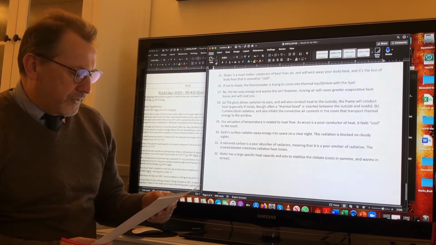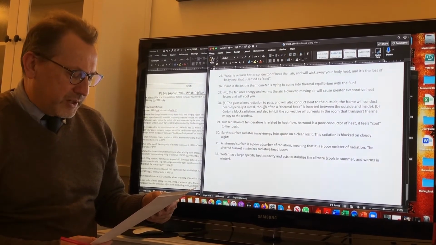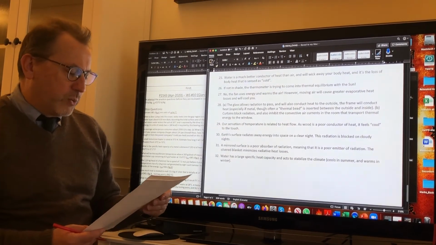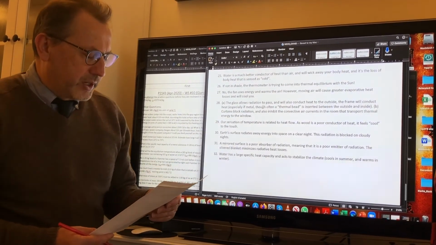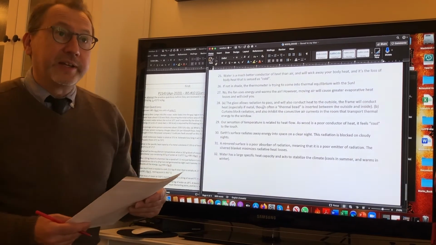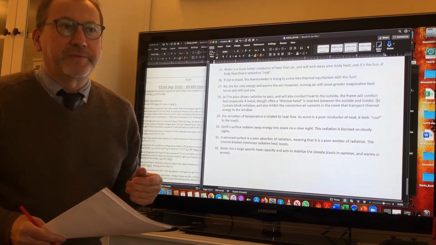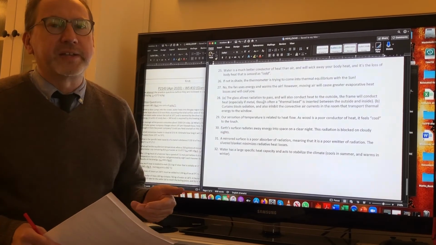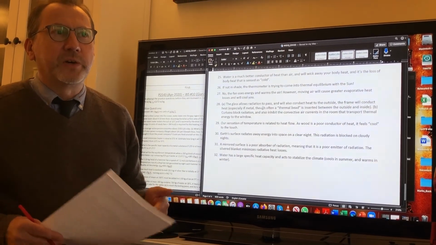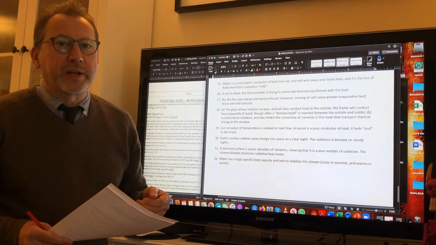30. The earth cools off at night much more quickly when the weather is clear than when cloudy. Why? I think I explained this one earlier. At night time, when it's clear, the earth radiates energy into space. Space is at 4 Kelvin. It effectively radiates nothing back. And so the earth cools down very quickly on a clear night.